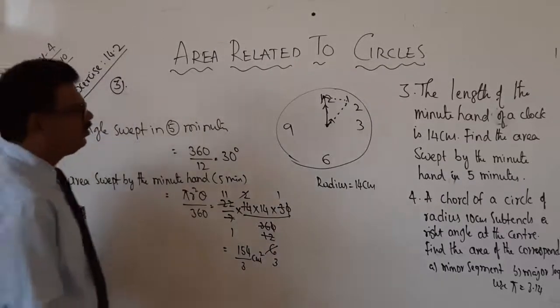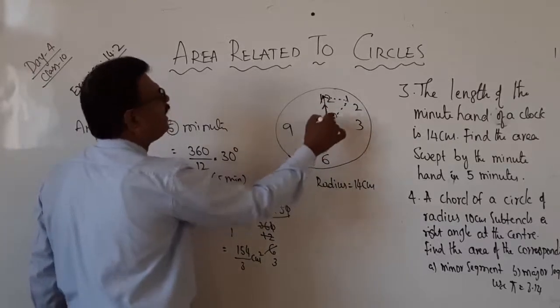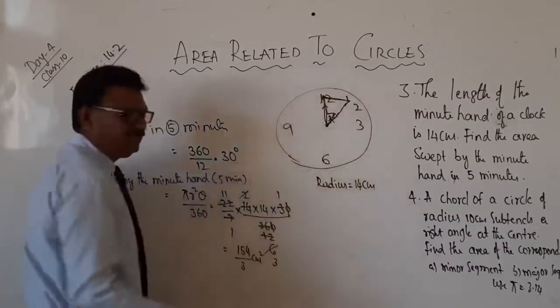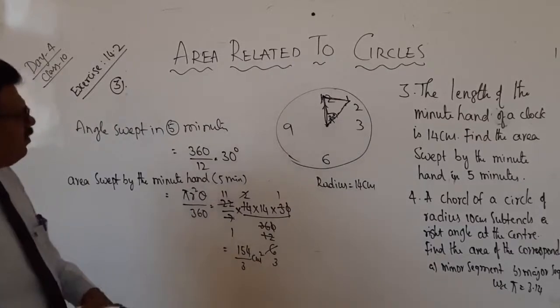So, what is the area of this? This is 30 degrees and we have to find out the area of this sector. It is nothing but a sector. Did you understand? Very simple problem, right?